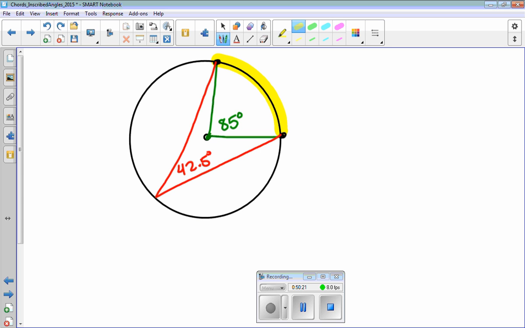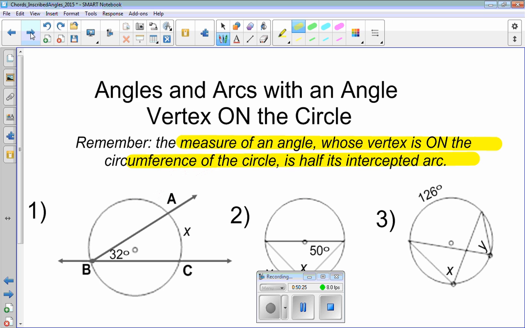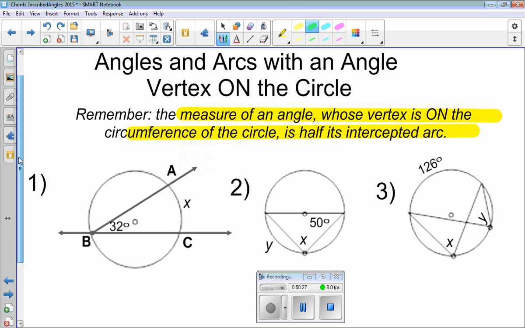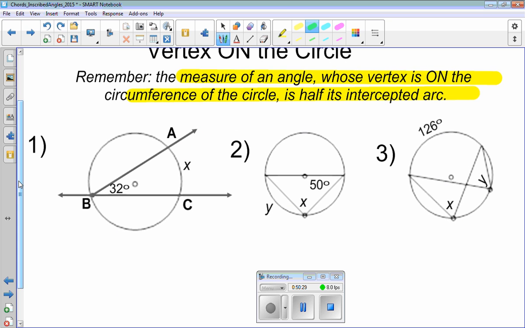So let's look at 3 problems. I do want you to write the 3 problems down. I want you to copy all 3 of them. They're down here. And we're going to look at finding the measures of lengths x and y. I'll pause it for a minute while you copy them down.